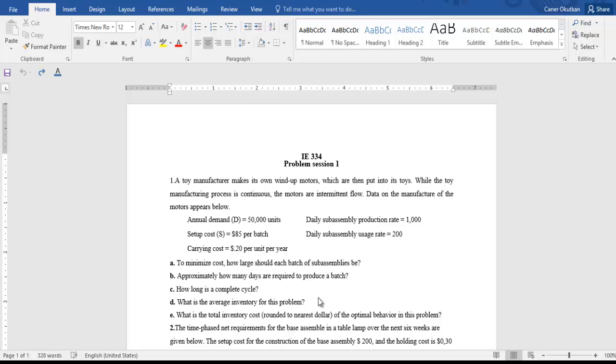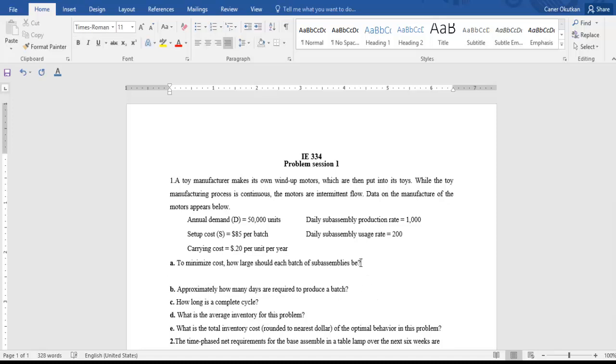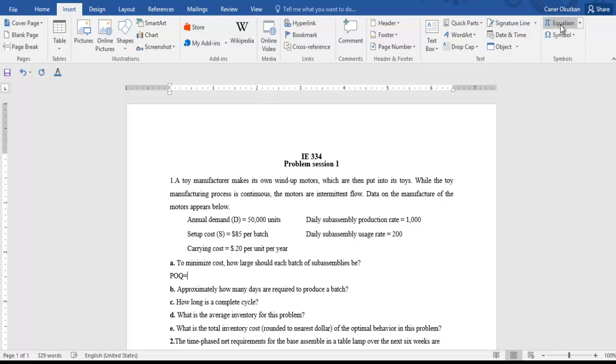So we have five data items: annual demand, setup cost, carrying cost, daily sub-assembly production rate, and daily sub-assembly usage rate. In question A, to minimize cost, how large should each batch of sub-assemblies be? To solve the question, we use the production order quantity formula. What is this formula?